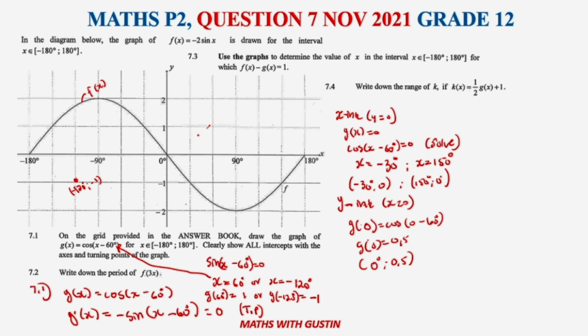So let's see here, 30. So therefore this should be 60. (60, 1). Okay, and then what else? Let's go for the y-intercept. It's (0, half). This is our y-intercept. And then x-intercept, we have got two of them. It says (negative 30, 0), somewhere here. And then also on the positive side, (150, 0), somewhere there.